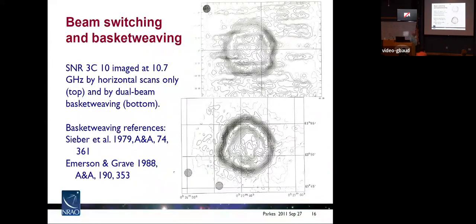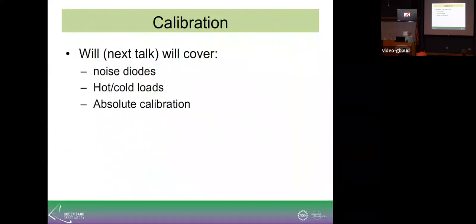The basket weaving technique, there are a couple of references here. If you just have one direction and you go through the default reduction, you see residuals along the scan direction. If you map in both directions and combine them together, you can basically mitigate that. So example techniques: Will's going to talk about noise diode, hot and cold loads, and absolute calibration.